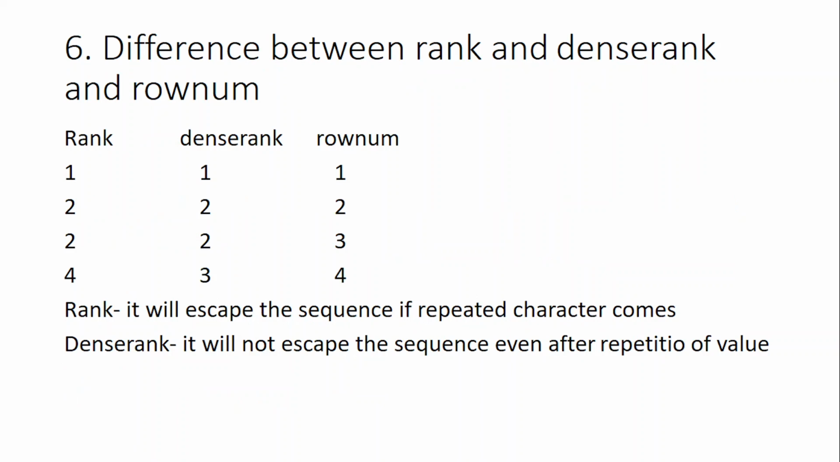Then the next question is the difference between rank, dense rank and row number. It's a very important question, and it's usually asked in ETL interviews as well. In rank, if data is repeated, it will skip the sequence, for example 1, 2, 2, 4. But in dense rank, it will not skip the sequence even if data is repeated multiple times, so like 1, 2, 2, 3. Row number is always sequential, like 1, 2, 3, 4. It's always incremental.